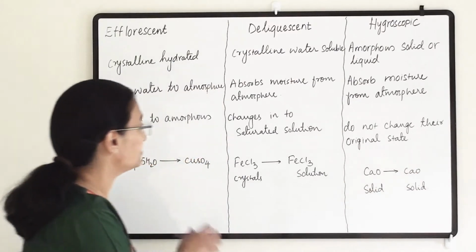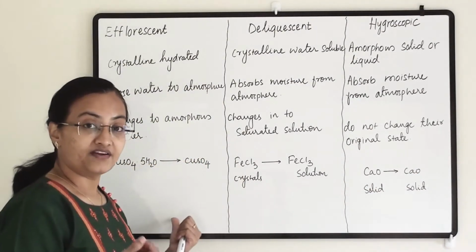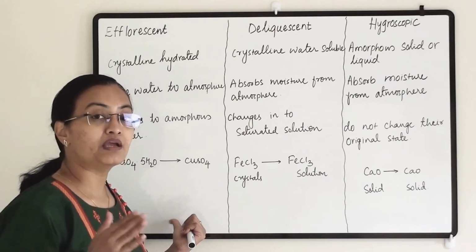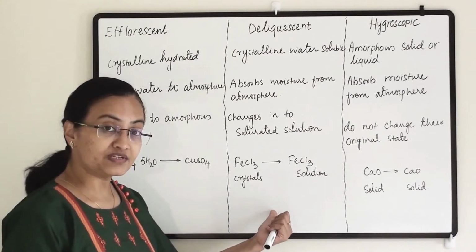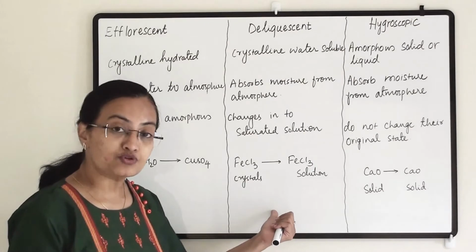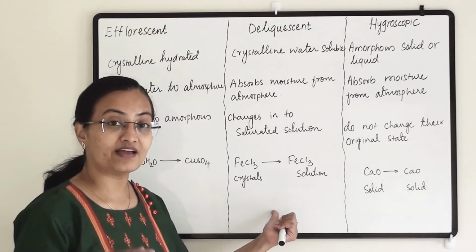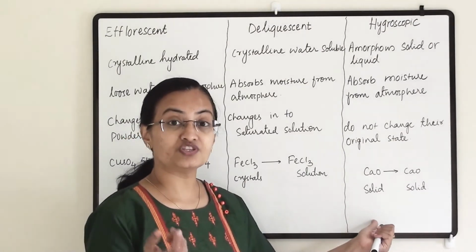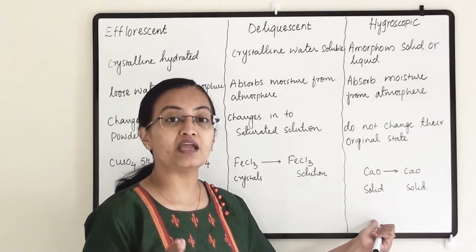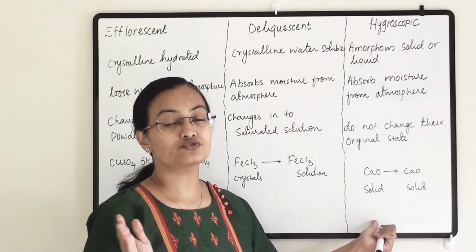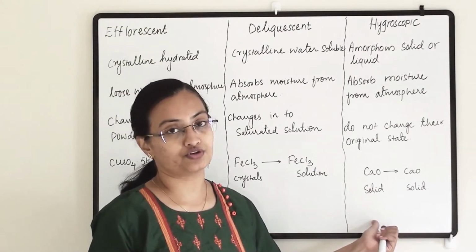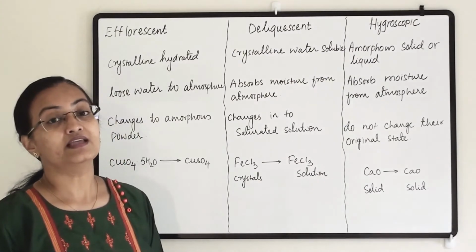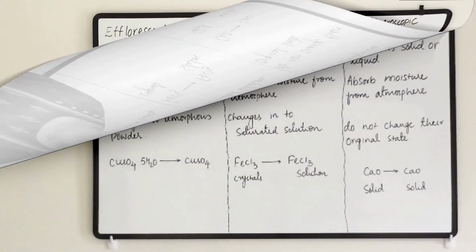So there are three types of crystals. Hydrated crystals, which lose moisture to the atmosphere and become anhydrous. Deliquescent crystals, which absorb moisture from the atmosphere and become a saturated solution. And hygroscopic substances, which absorb moisture but remain solid after absorbing moisture also. So there are three types of substances based on their characteristic properties.